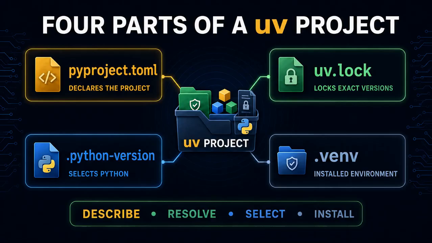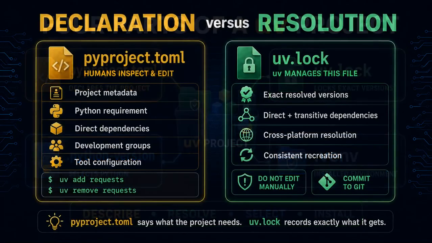Each component has a different job. If you are using Git or another versioning system, you will want to commit the toml file, the lock file, and the Python version files with your project commits. Obviously, do not commit the entire venv folder. That should be excluded in .gitignore.